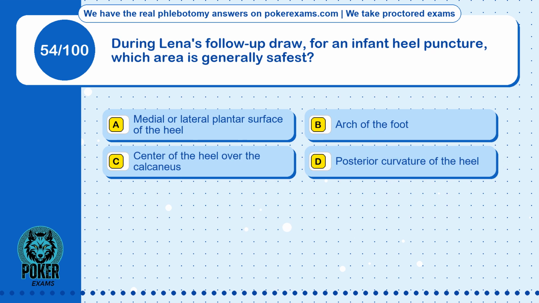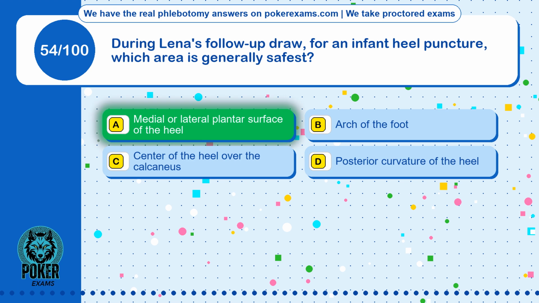Question 54. During Lena's follow-up draw, for an infant heel puncture, which area is generally safest? Option A, medial or lateral plantar surface of the heel. Option B, arch of the foot. Option C, center of the heel over the calcaneus. Option D, posterior curvature of the heel.